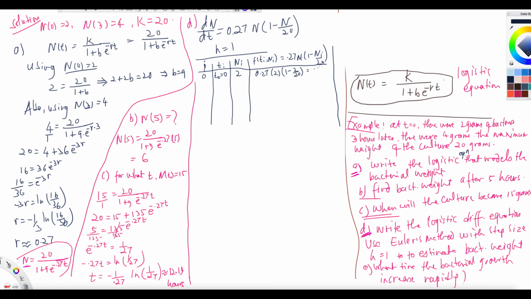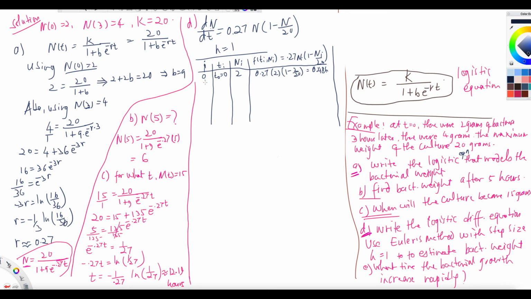Find out that value. Okay, so let me find out that. 0.27 times 2, and then times 1 minus 2 over 20. That's what I got. Okay, that is the right answer: 0.486. That's what I got.